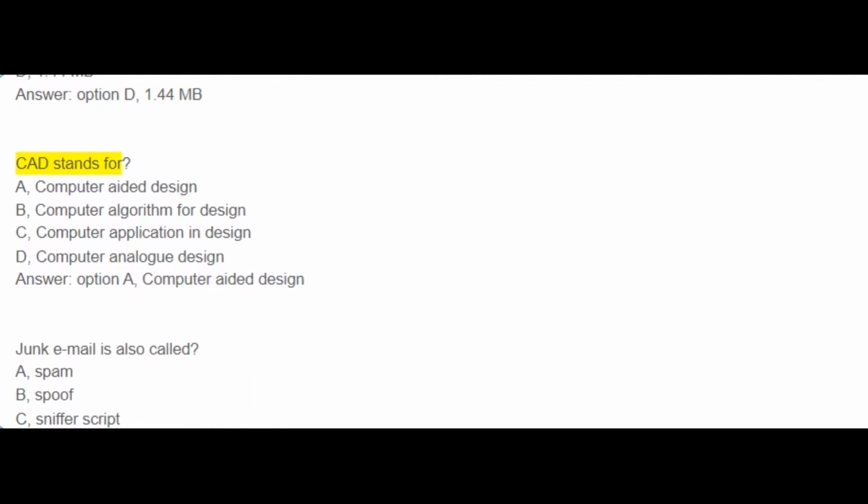CAD stands for A. Computer-aided design. B. Computer algorithm for design. C. Computer application in design. D. Computer analog design. Answer. Option A. Computer-aided design.